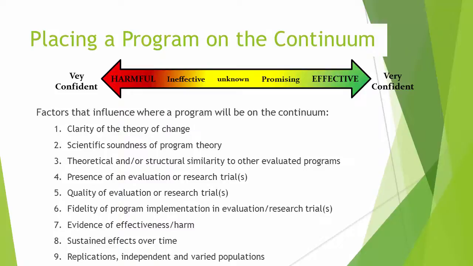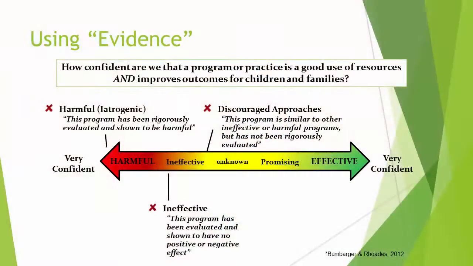I've included here a list of the many pieces of information that are used to help determine where a program may lie on this continuum. These include things like quality of evaluation, the actual findings, and whether findings have been replicated in other studies. They're included here for your reference, but we won't really be diving into these details in this video. Looking more closely at the harmful end of the continuum, we have a few different categories. Programs with evidence in these categories should not be used.